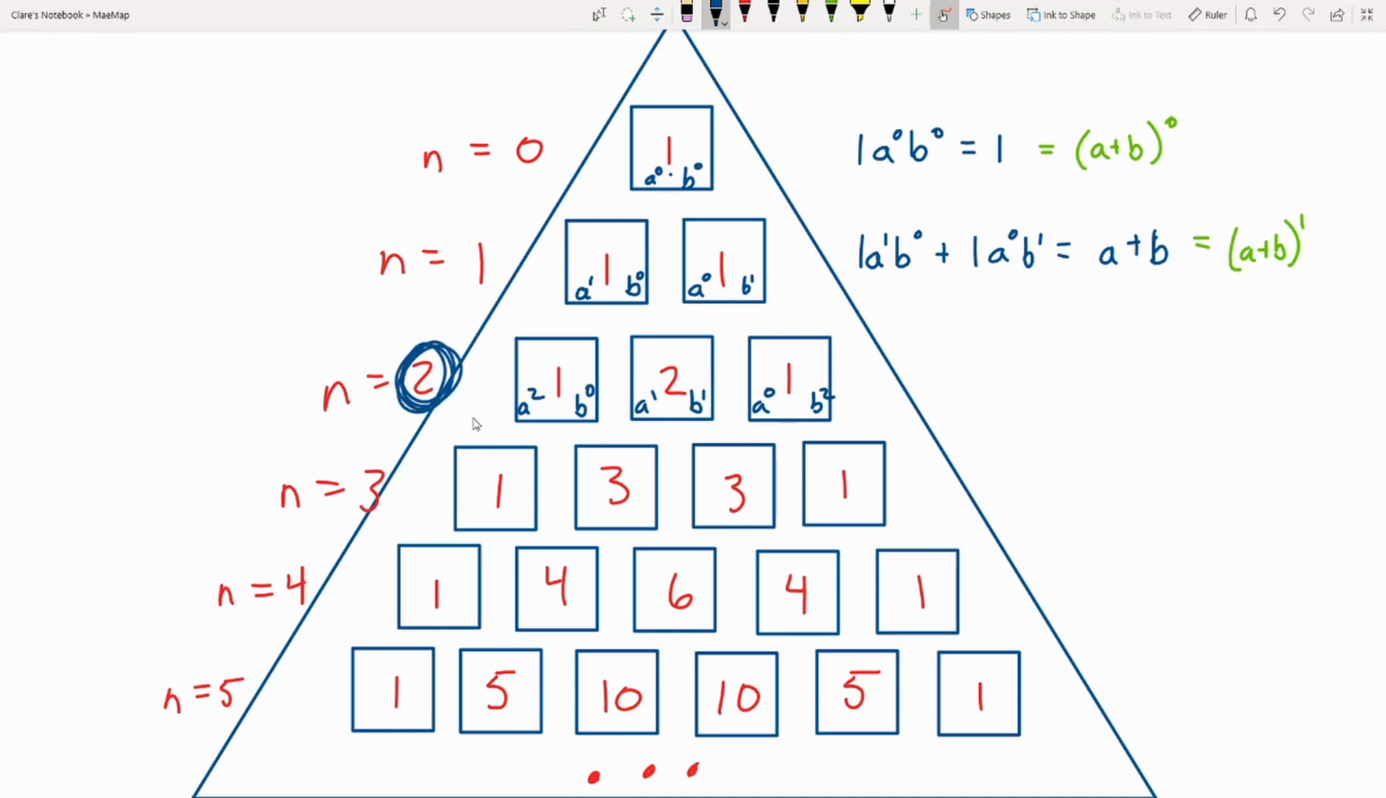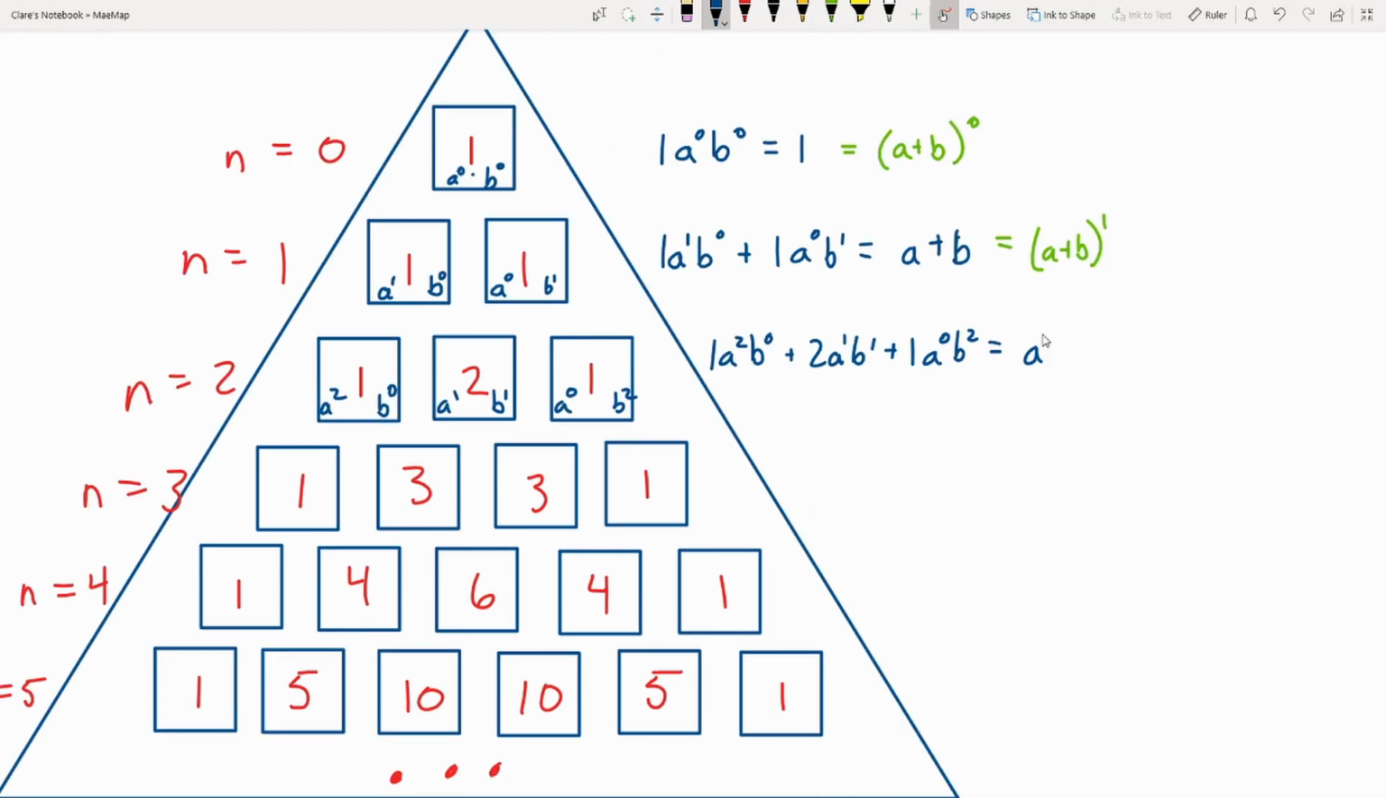Or you can know that n is going to be your greatest exponent, so we know that a was starting with 2 and working down. So that's going to be 1 a squared b to the 0 plus 2 a to the first b to the first plus 1 a to the 0 b squared, which equals a squared plus 2ab plus b squared. And that, again, is a plus b squared expanded out.